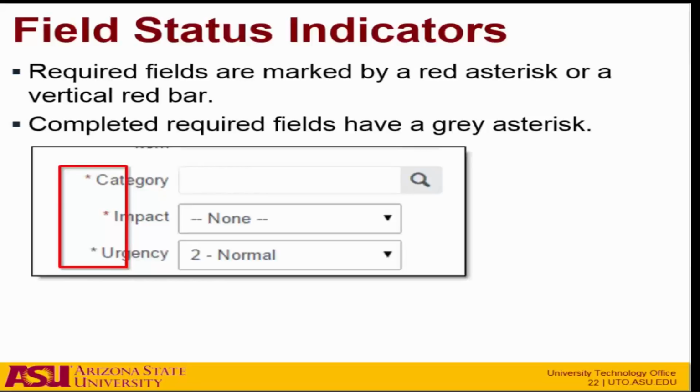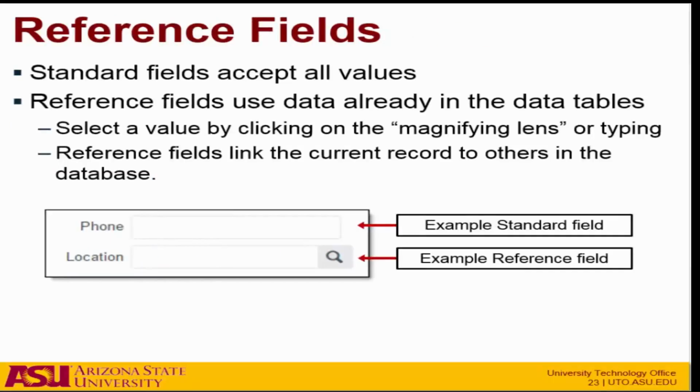There are two types of fields in the forms. There are standard fields that accept all values, and then there are reference fields, and those require data that's already in the data tables. So you can click on the magnifying glass to search for it, or start to type in the field, and it will help you find the value that you're looking for.